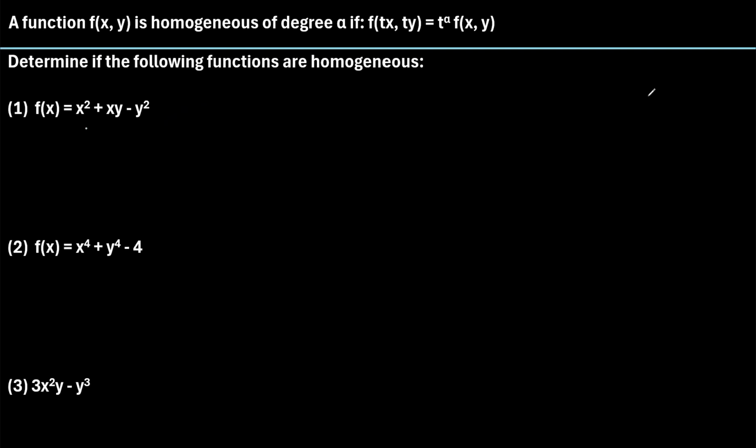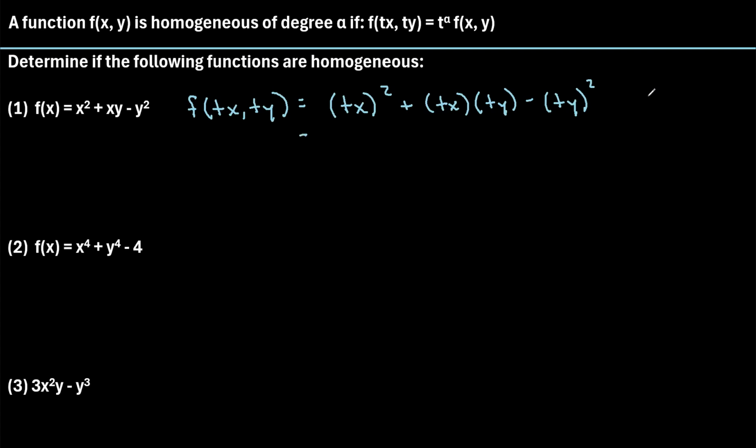Let's check out this first one. We have this function and we want to determine if it is homogeneous. The way that we do that is replace x with tx and then replace y with ty and see if we can write the function in this format. So here's what we can write. F of tx comma ty would look like, instead of x squared, we're going to write tx squared. And then we have plus x times y, so we'll write tx times ty. And then lastly we have minus y squared, so instead of y, we're going to write ty.